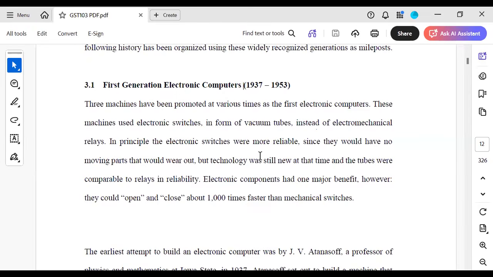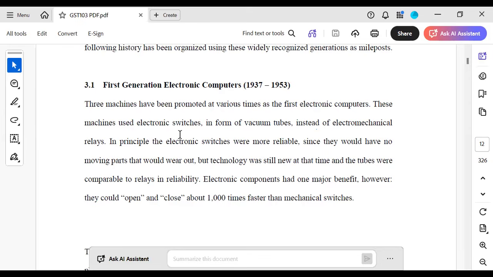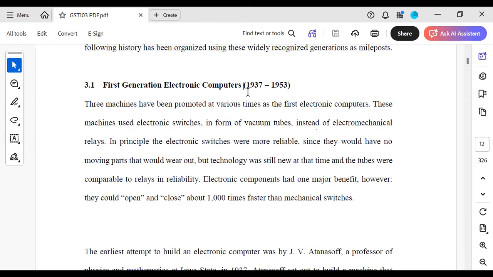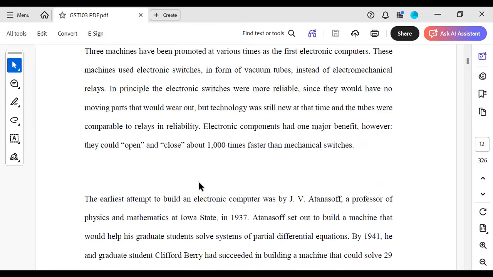Another thing is the method used in operating the system then: there was the open and close method. Once you know these three things, you are good to go on the first generation. It occurred in 1937 to 1953, or the 1930s to 1950s. It used vacuum tubes as switches, and the method used then was the open and close method. That is all you need to know.